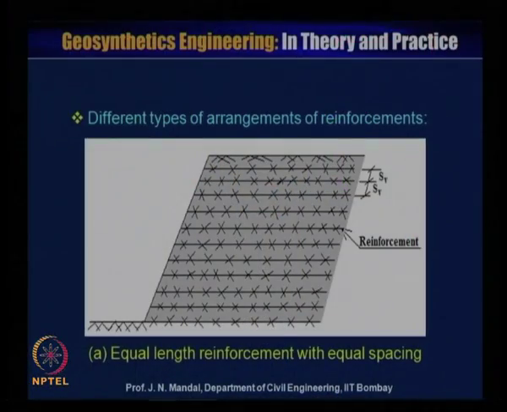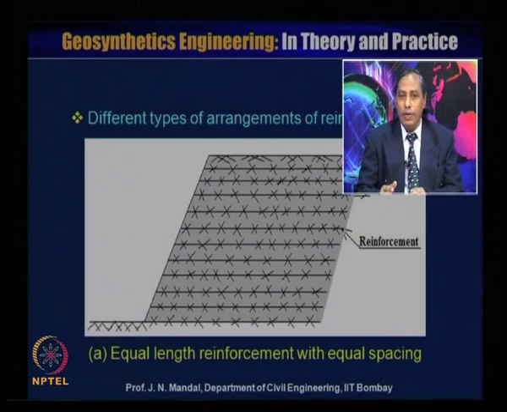So, now here you can see different types of the arrangement of the reinforcement. Arrangement and placing of the reinforcement has a very important role. You can see here equal length reinforcement with equal spacing. Spacing is the same, and the length is equal. So, you have to optimize the design. Sometimes it is required to optimize the design.